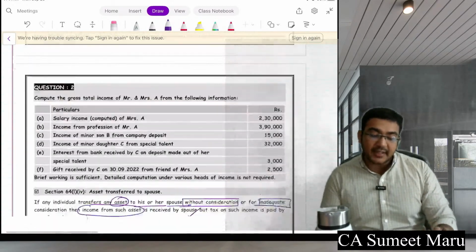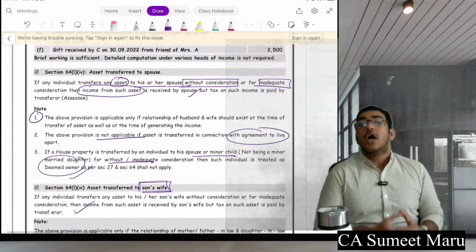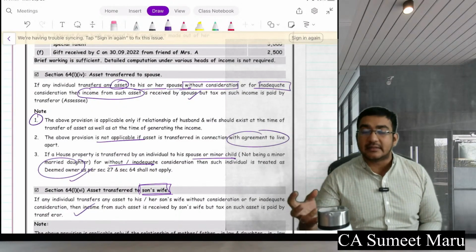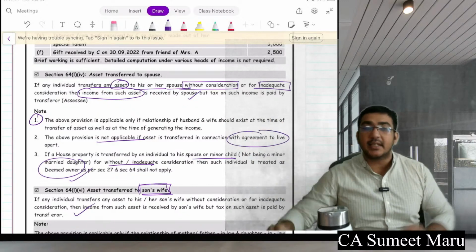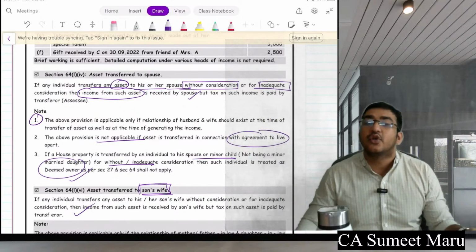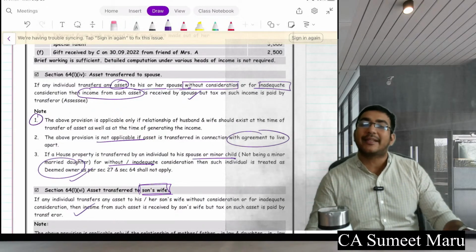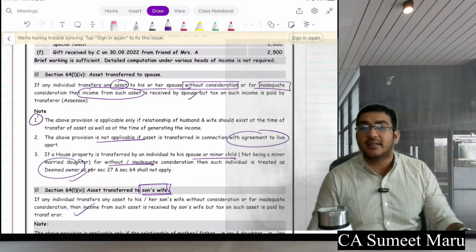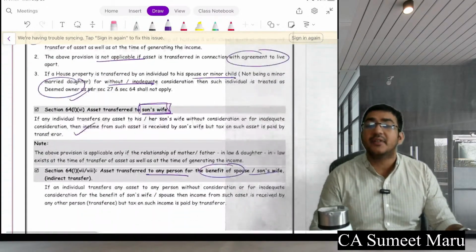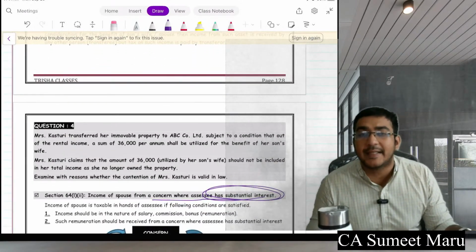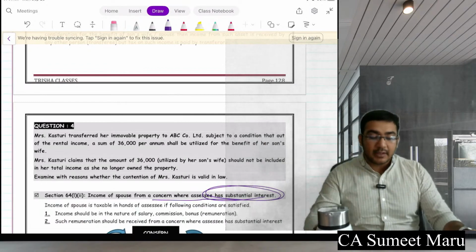Thereafter, the next provisions which you have seen: when you transfer an asset to your wife or to your son's wife, the income on this asset, even though received by them, will be taxable in the hands of the transferor. Further, if you transfer the asset to any third person and ask them to credit the income for someone else's benefit, even there the clubbing of income would apply.